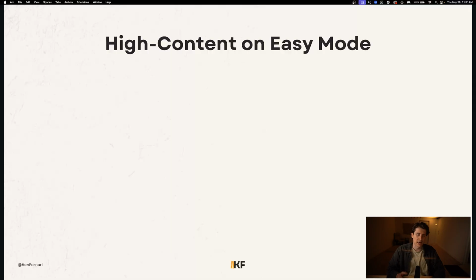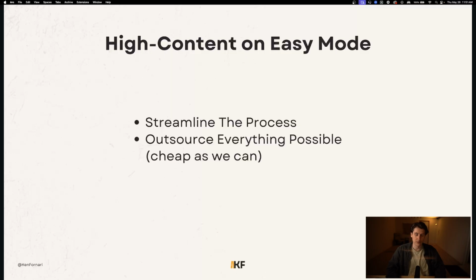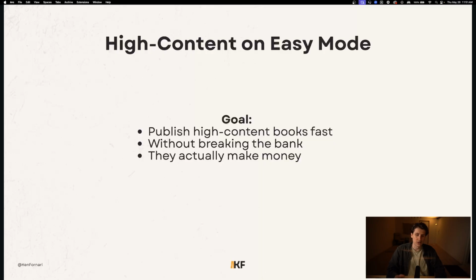So what exactly is high content publishing on easy mode? Of course, we want to streamline the process. We want to outsource everything possible, and most importantly, do it as cheap as we can. And we of course want to use AI whenever possible. This streamlines the process and saves us money where we can. And our goal is to publish high content books fast, without breaking the bank, and most importantly, ones that can actually make money. High quality books in good topics.